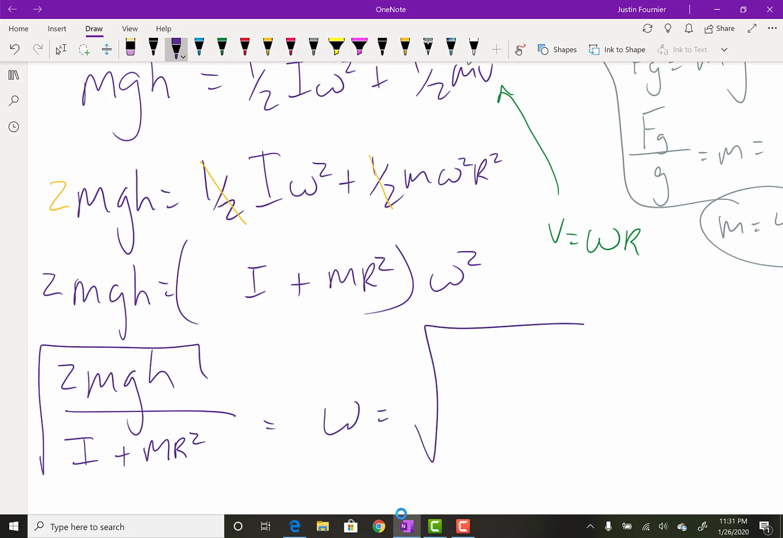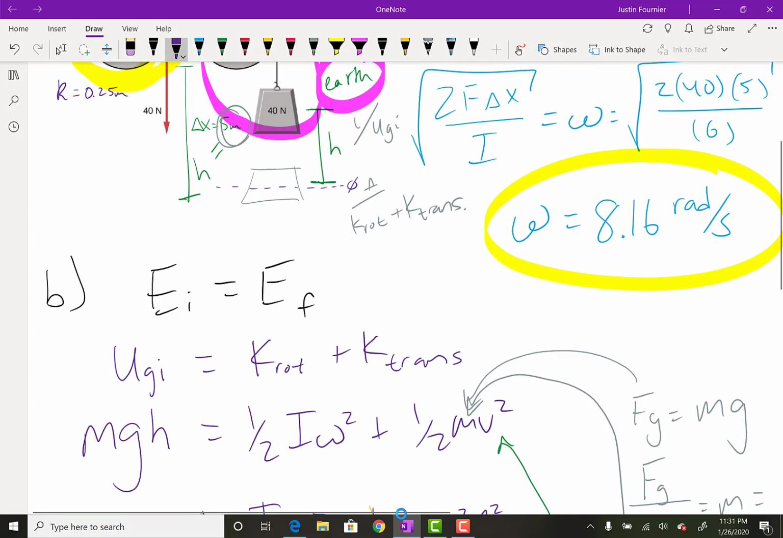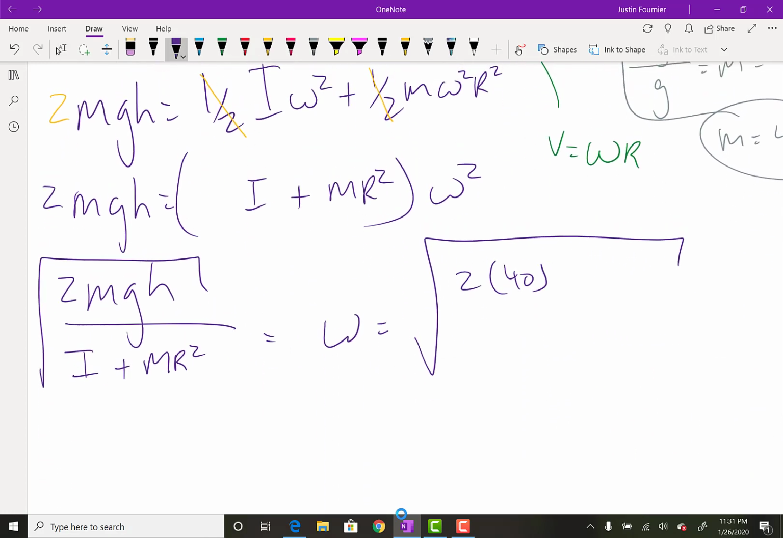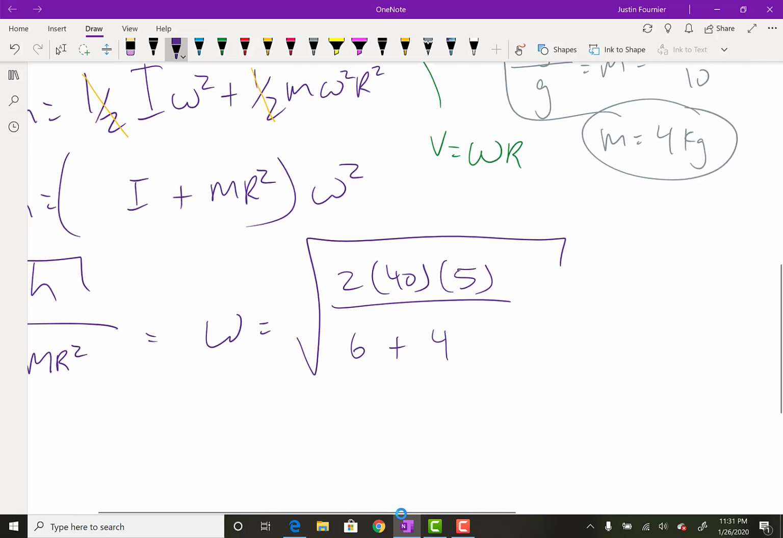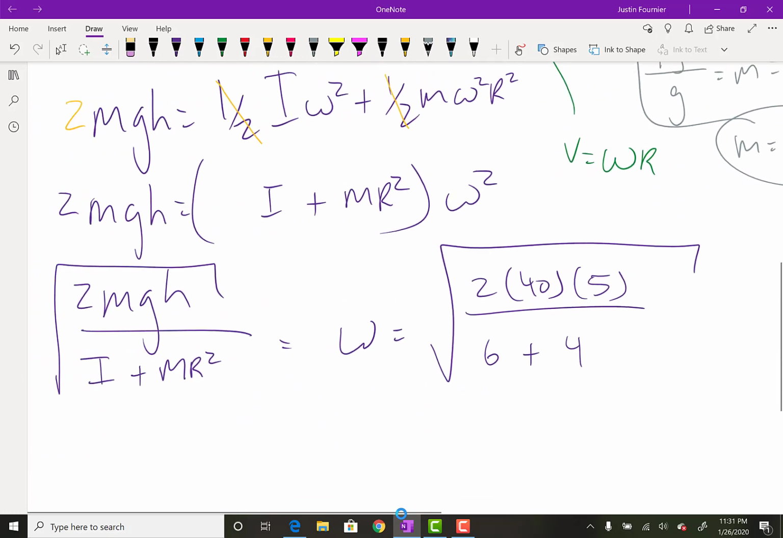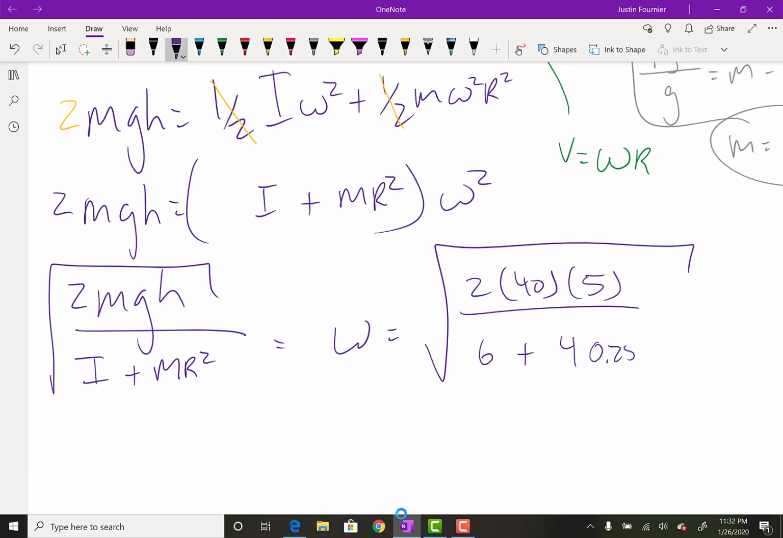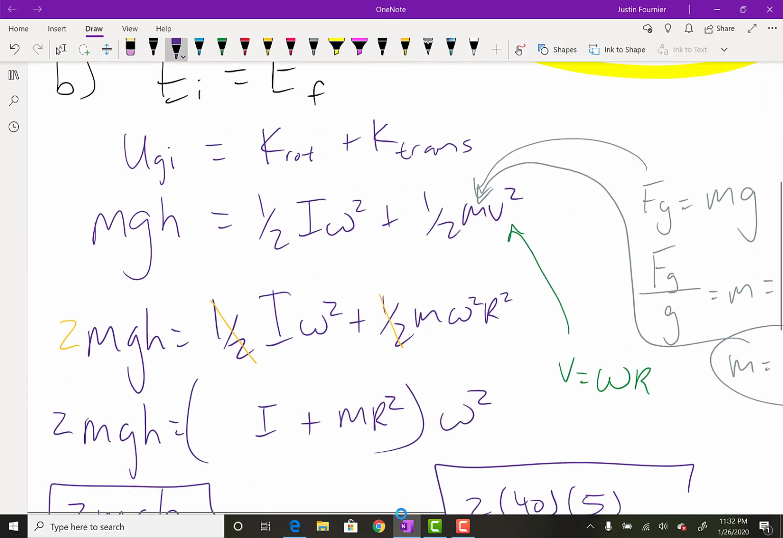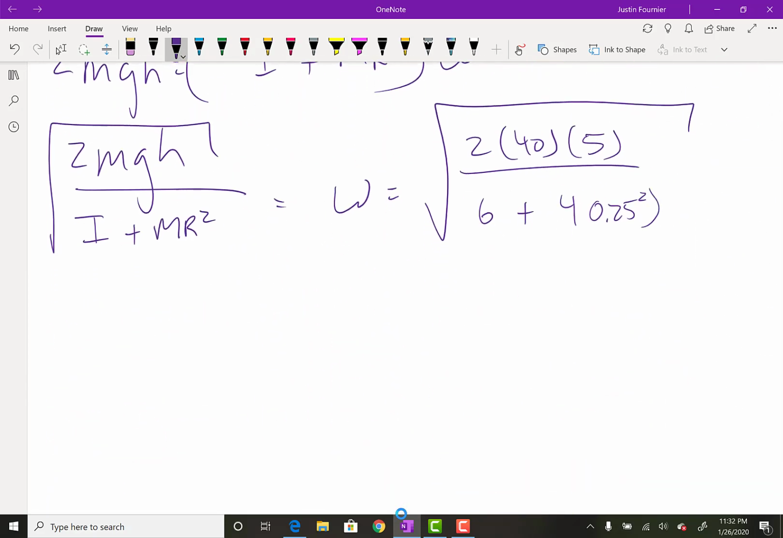So it's going to be the square root of 2 times mg, which is 40 newtons, the weight of the whole thing, times the height, 5 meters, divided by the moment of inertia they gave me, which is 6, plus the mass, 4 kilograms, which I calculated back over there, times the radius, which is 0.25 they gave me. Am I right about that? Yes, 0.25 squared. And so I get omega.